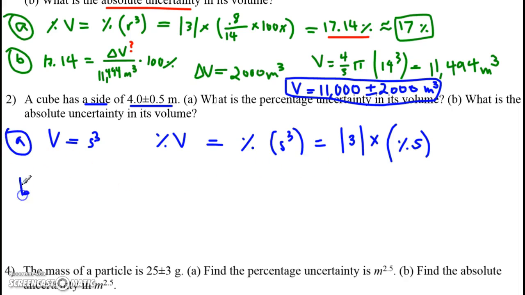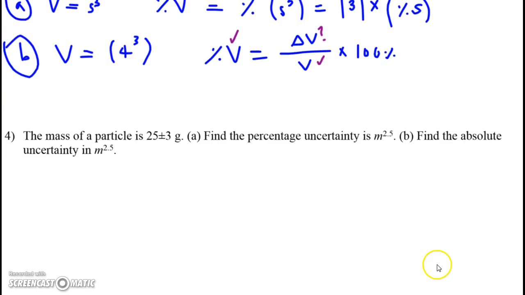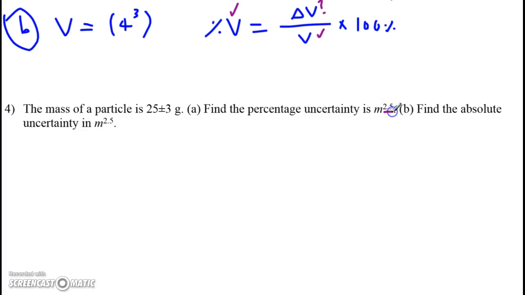Part B is the same thing as before. You're going to have to actually calculate the volume by doing the side cubed, get an answer, and then you'll use the general formula for percent uncertainty, which is this. At this stage, you'll know volume, you'll know the percentage uncertainty from above, and you can calculate this. The last one I want to show you is it has a power of 2.5.